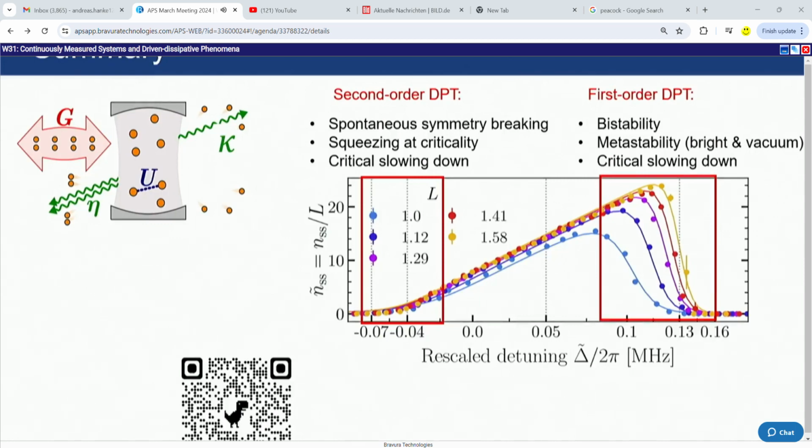So as a summary, we've managed to build a model that describes both the first and the second order dissipative phase transition in our system, and we have observed all of the key characteristics of this model. And now with this better understanding of DPTs and the model that we found, we believe that we're ready to try to pursue some real applications.